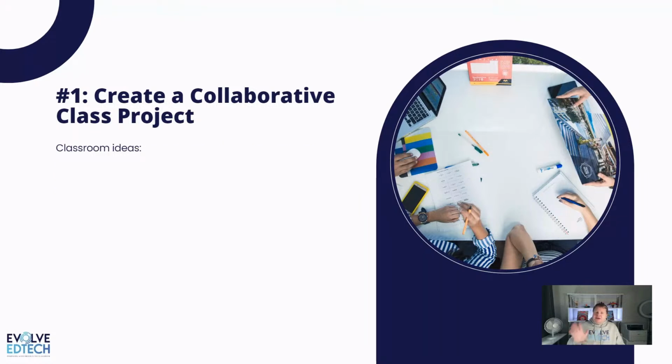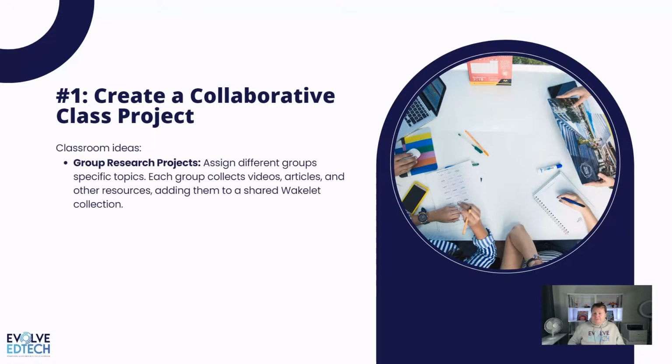All right, so let's have a look at some possible ways and ideas where we could use this in our classroom. All right, number 1, group research projects. So we could assign different groups specific topics. So we may have a whole unit and we're looking at doing some summaries in preparation for an end of year or end of course examination or an assessment task. And we could actually allocate different groups a different topic or a different kind of focus.